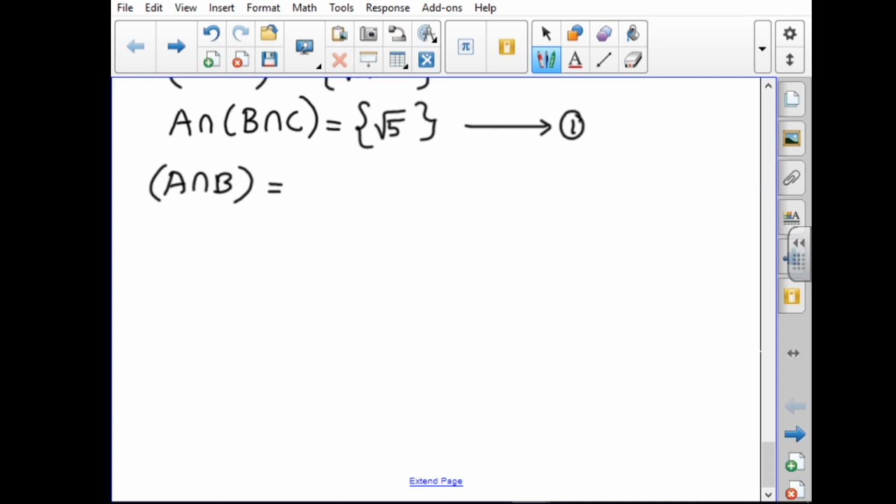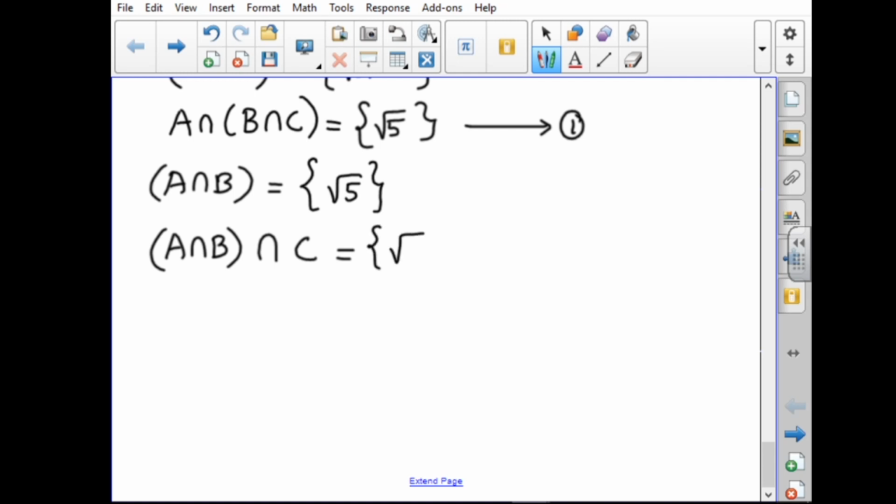So the next one, A intersection B. What are the common elements of A and B? It is root 5, because A is equal to {-11, root 2, root 5, 7} and B is equal to {root 3, root 5, 6, 13}. So root 5 is the only common element of A and B. Then next one, (A intersection B) intersection C. This A intersection B value you should check with the C set. For the C set, if you check, you will get only root 5. So this is equation number 2.